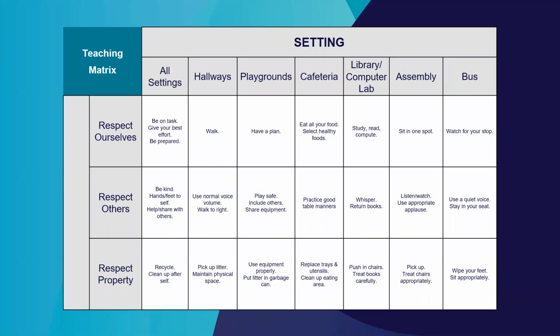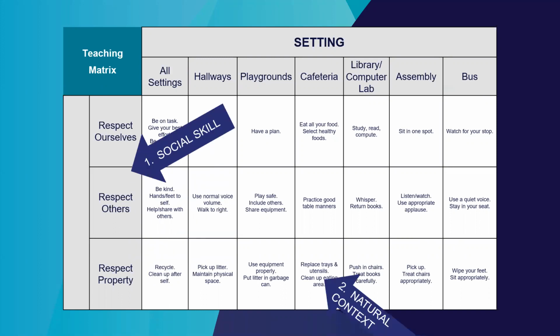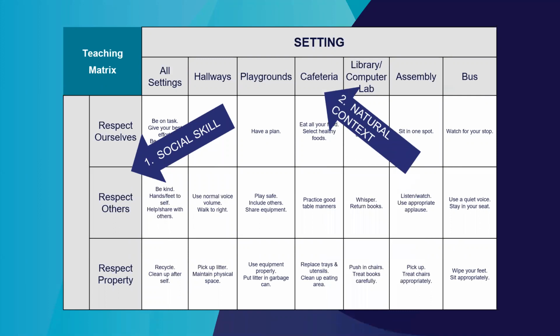And once you create your matrix, it really easily translates into a lesson plan, which we'll get into in our next session. But it gives you the actual social skill that you want to teach, the context or location that you're going to teach it in, and the specific behavior example all in one place, ready to teach.